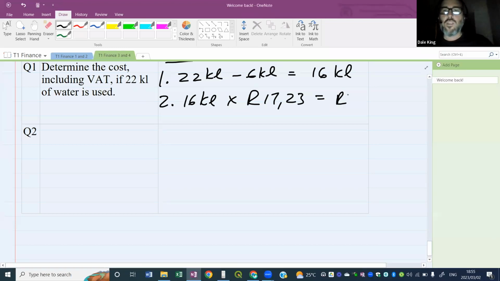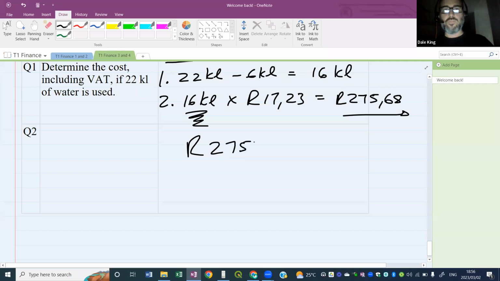275.68. Not 276, 275.68. All right. We're not moving past this tier. We only got 16 kiloliters. This second tier takes 19 to get through. So we're not going through this tier. We've ended in this tier. Okay, so this R275.68 is all you're going to pay for 22 kiloliters. You took 6 off and you had 16 left and you only stayed in the second tier. But we're not finished yet because we need to work that out.